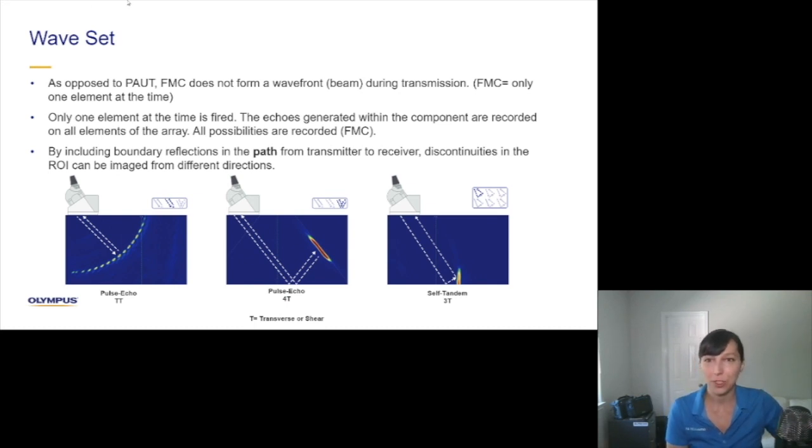So here I am showing three different wavesets. We see TT here for transverse, very similar to a normal pulse echo using phased array. Then again, another pulse echo type of waveset, a 4T, which is basically like a second leg of phased array. And then something a bit different that we're not used to seeing as much when coming from a phased array background is a self-tandem mode using 3T. So here, what the sound is doing is going to the back wall and then to the reflector to then go back to the probe.